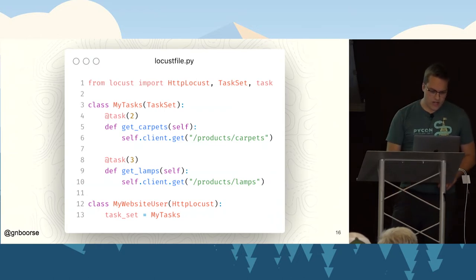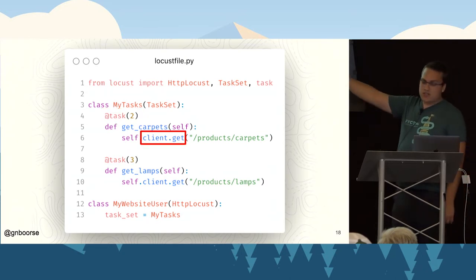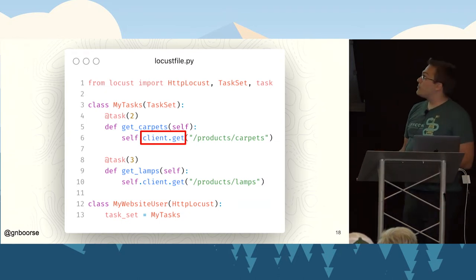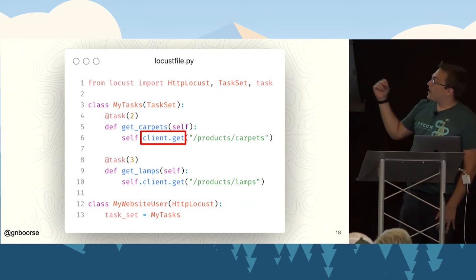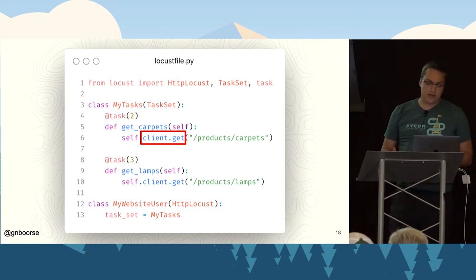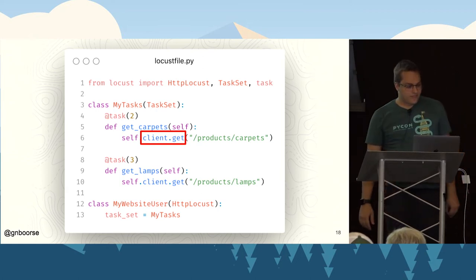Something I want to draw attention to here is the client object provided on the task set. The client object is actually just a wrapper for a library that you probably used before, which is requests, right? And so what Locust does is it provides this client that, when you make requests, depending on the status code that you get from that request, it will register success or failure within the state of Locust so that at the end it can show you those results, how many failed, how many passed, right?